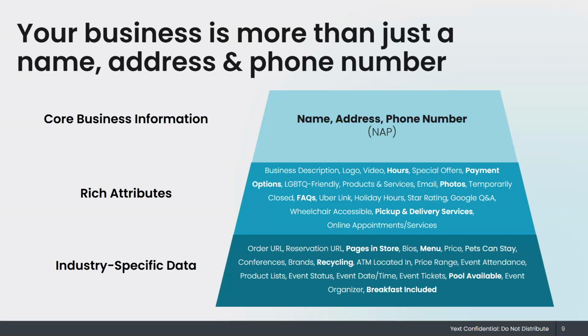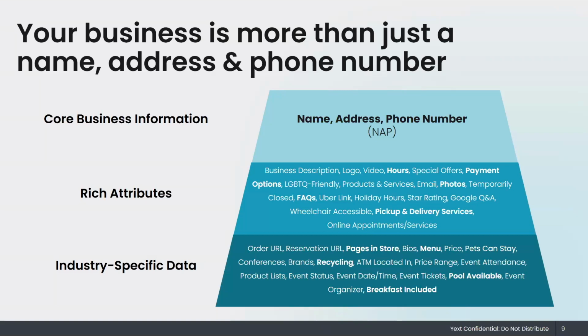So if you look at the middle, we've got the rich attributes section. You can add a description. You can add your logo. You can add videos. You can add payment options, products and services. The list goes on. These are all keywords that potential consumers and customers of your brand are going to search for, potentially on their phone, or they'll ask AI, or they'll look on social media.